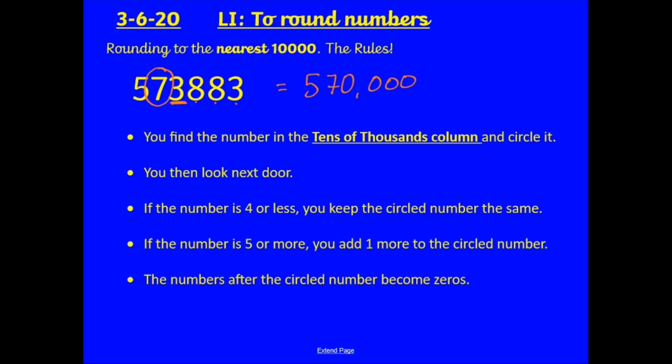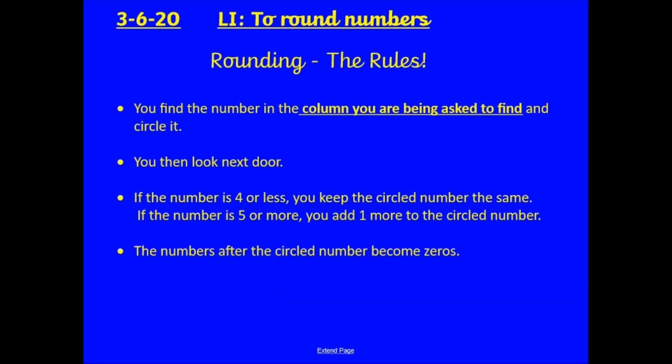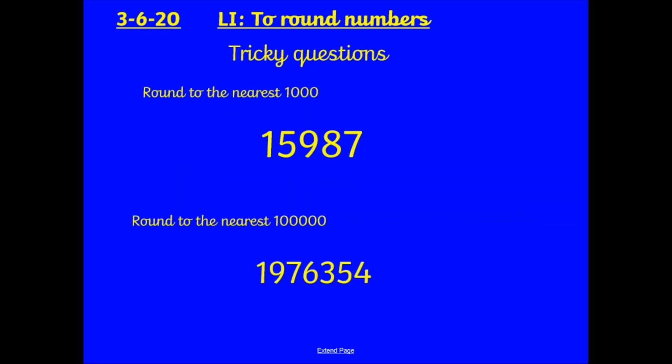Okay, so rounding, the rules. You find the number in the column you're being asked to find. So if you're asked to round to the nearest 10,000, you go to the 10,000 column. If you're being asked to go to the nearest million, you go to the millions column. Then you look next door, to the right of the number, the column that comes before it. If the number is 4 or less, the circled number stays the same. If the number is 5 or more, you add 1 to the circled number. And then all the numbers after the circled number, no matter what you do, will become zeros.